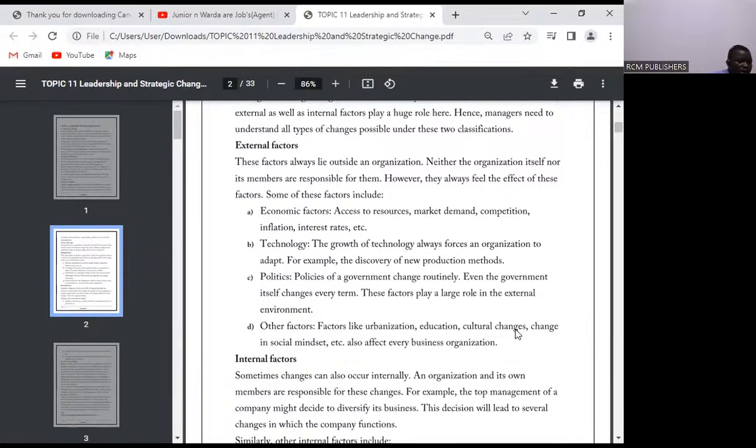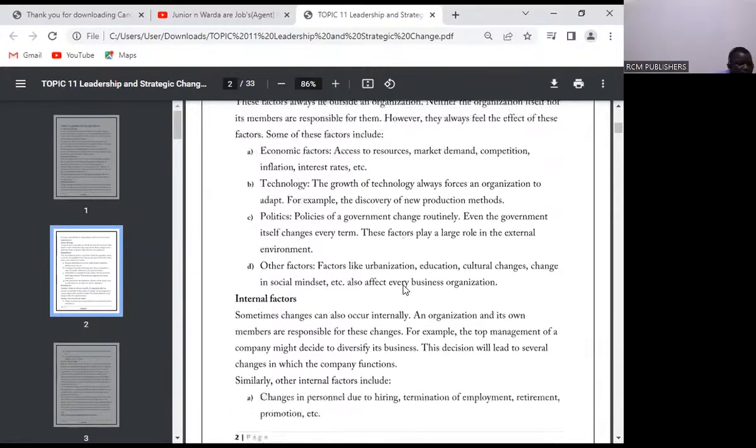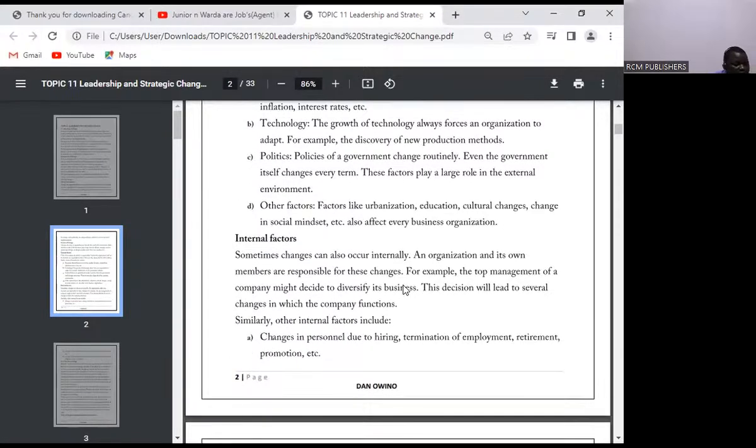The other ones are other factors like urbanization, education, cultural changes, change in social mindset, etc., which also affect every business organization. Then you move on to the internal factors. These are the factors that operate or emanate from within the organization itself, and they do have an impact on business management.